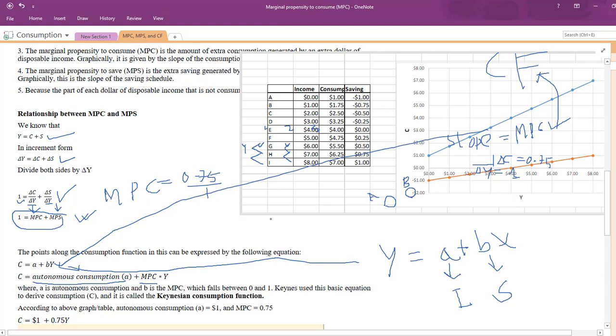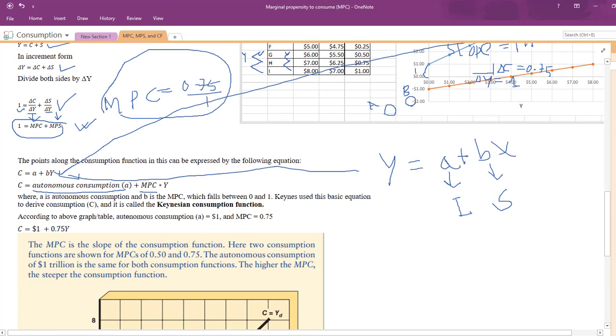Now we can find both a and b with the help of this graph. You can see here, this is a, which is 1, and the slope is this much, that is 0.75. If we put in these figures, we will get this equation: consumption is equal to 1 plus 0.75 Y.